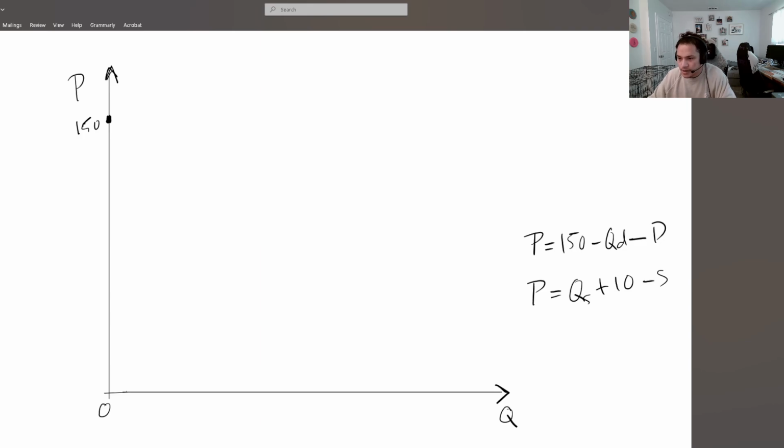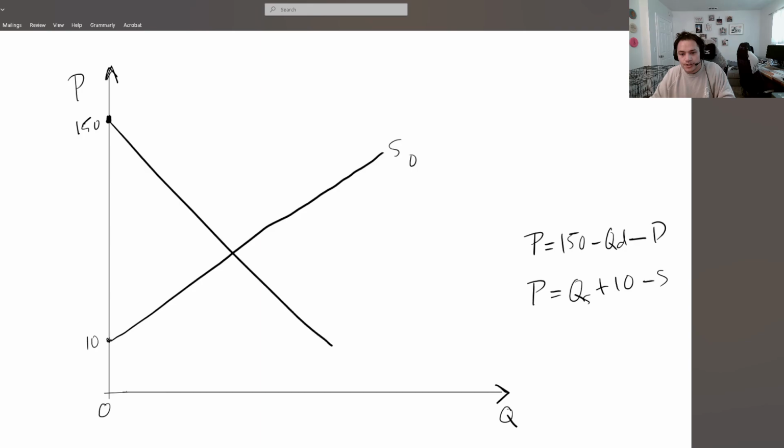On the other side, with my supply curve, at what price is no one willing to sell it? I do the same thing. Set my QS equal to 0. That tells me the price at which no one is willing to sell the textbook. So no one's willing to sell my textbook at $10, and no one is willing to purchase the textbook at $150. So here's my demand curve, here's my supply curve. There we go. So we've built out the first pieces there from our functions.